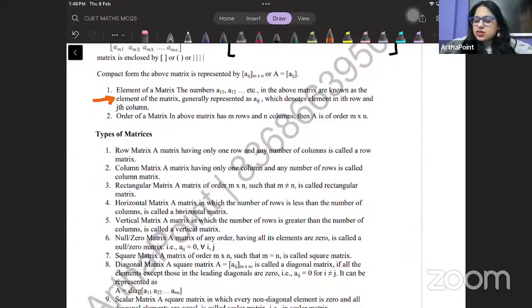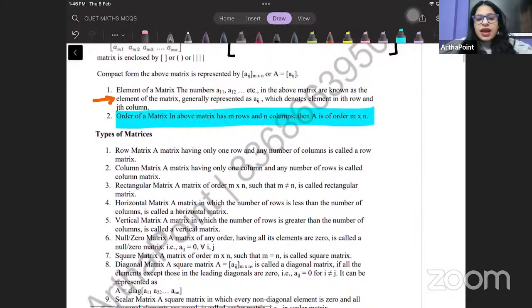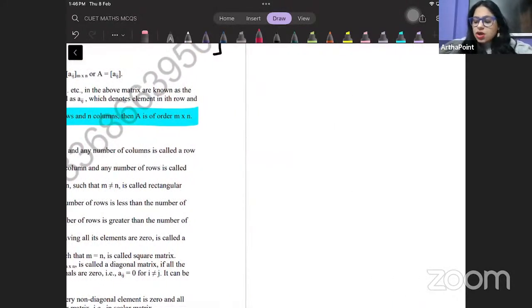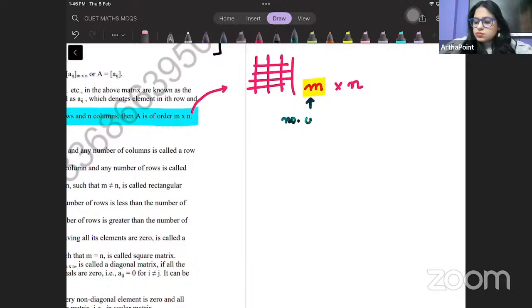हर matrix से related उसका एक order होता है. We have order of the matrix. And what is order of the matrix, beta? Order of the matrix is basically the number of rows that represents M cross the number of columns that is represented with N. So M represents the number of rows and N represents the number of columns.